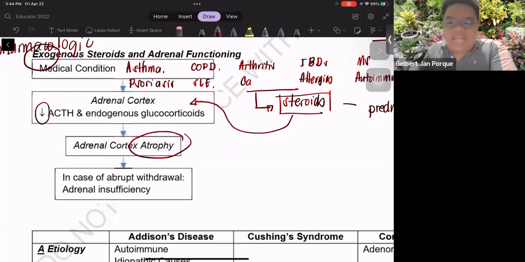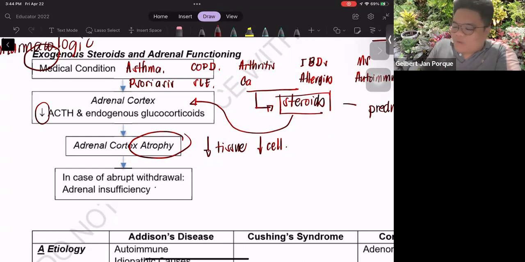In other words, the adrenal cortex is being spoiled. When we say atrophy, there is a decrease in the tissue mass and even the cell function. It shrinks. And because of that, your patient will be prone to adrenal insufficiency. The logic is, once your patient is taking steroids, your adrenal gland would be dependent on those steroids that your patient is taking.